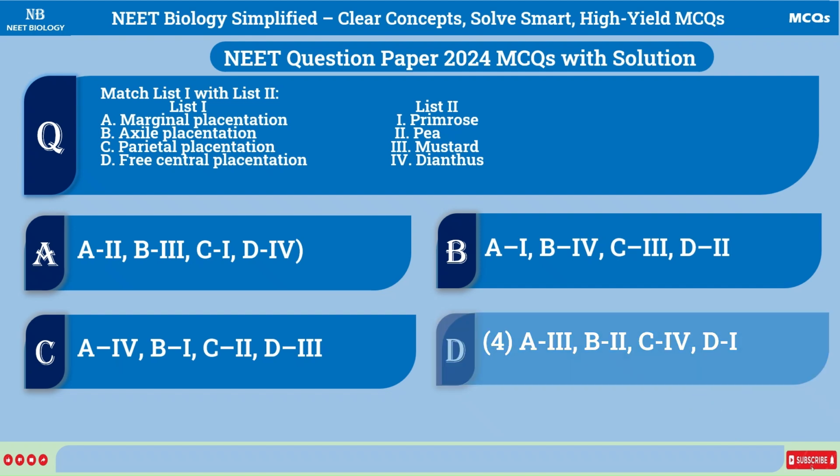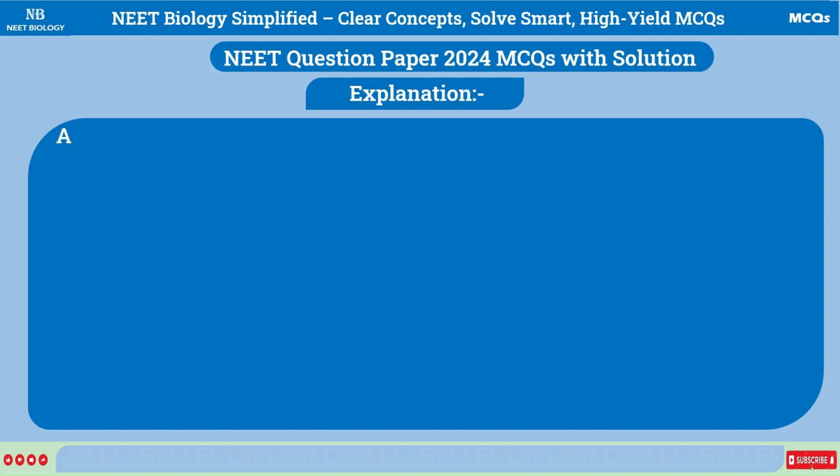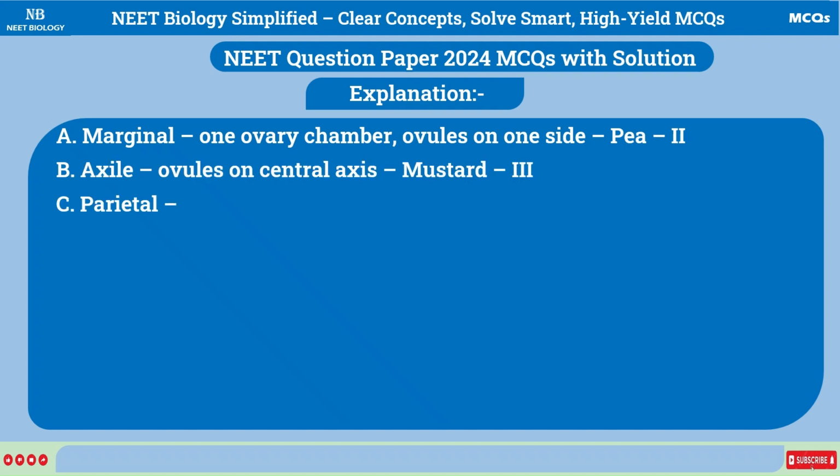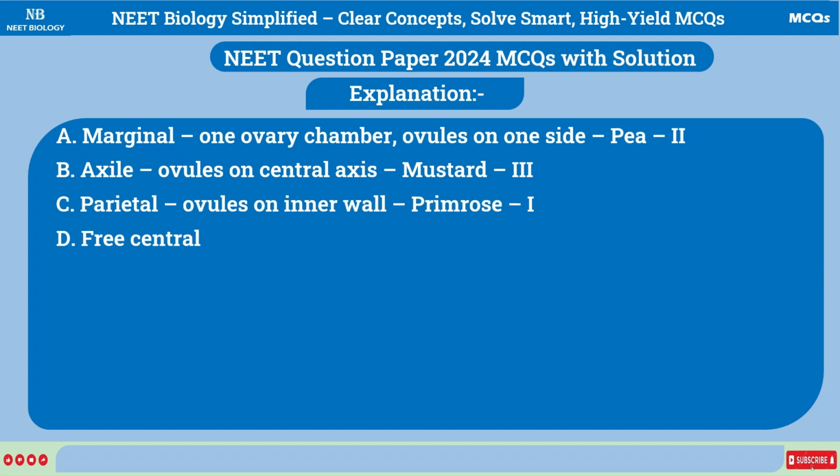Correct answer is D, A3, B2, C4, D1. Explanation: A. Marginal, 1 ovary chamber, ovules on one side, B2. B. Axial, ovules on central axis, mustard, 3. C. Parietal, ovules on inner wall, primrose, 1. D. Free central, ovules on central column, dianthus, 4.